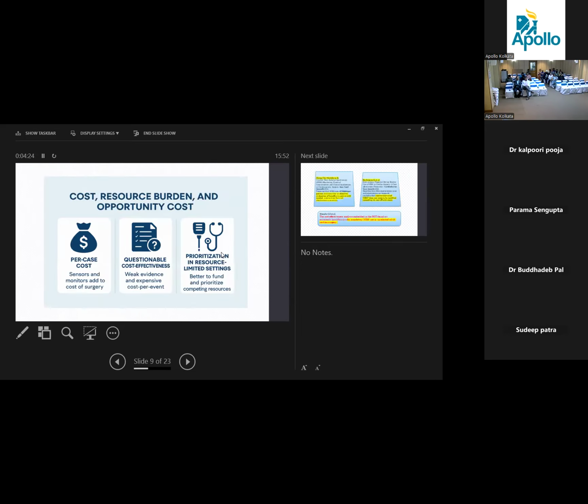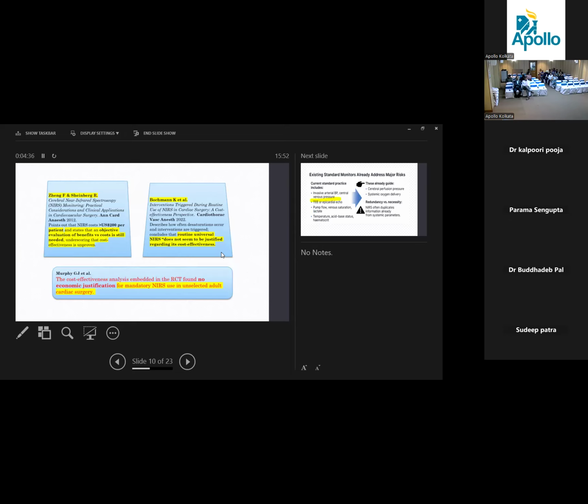Next, a major limitation, that is cost and resource burden. The NIRS probes and the monitors do add to the cost of cardiac surgery, which is most often a life-saving procedure. Studies from Zen et al. found that NIRS costs more than $200 for evaluation of benefits versus cost, underscoring that cost effectiveness is unproven. Similarly, Bachman et al.